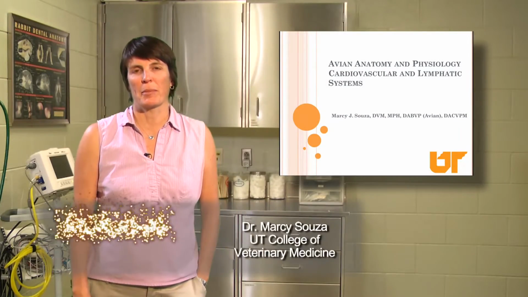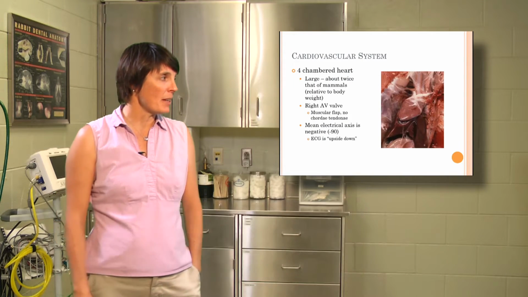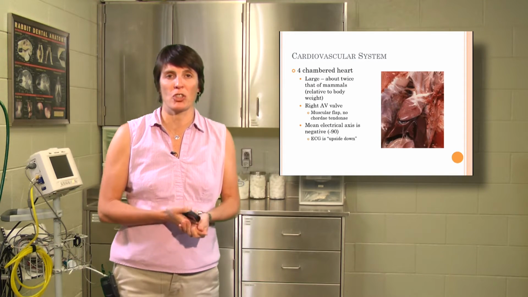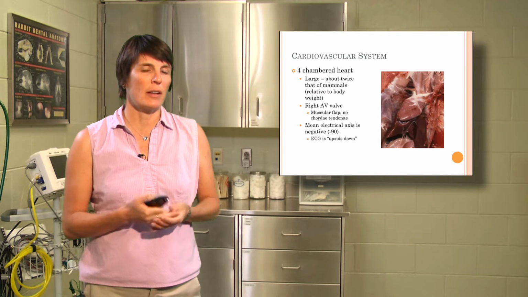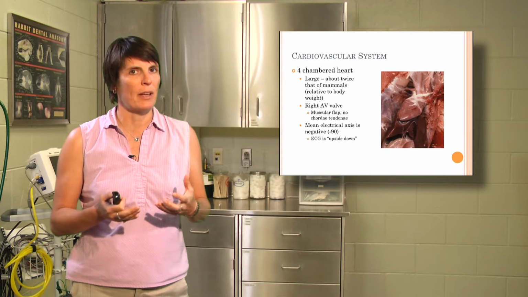In this lecture, we're going to be talking about the cardiovascular and lymphatic systems of birds. So something interesting is birds have a four-chambered heart much like that of mammals, but their heart in comparison to their body size is actually much larger. And they have a little bit different anatomical structure.